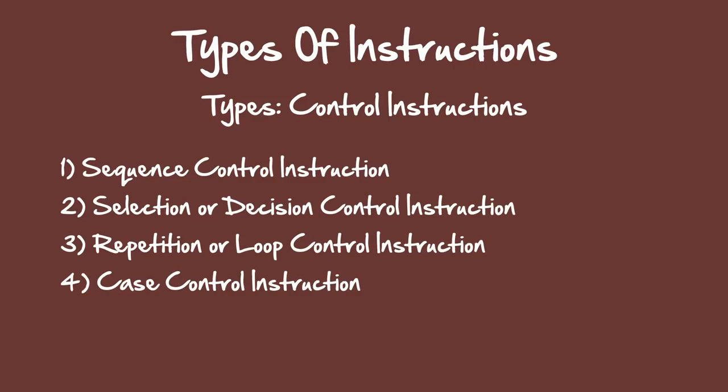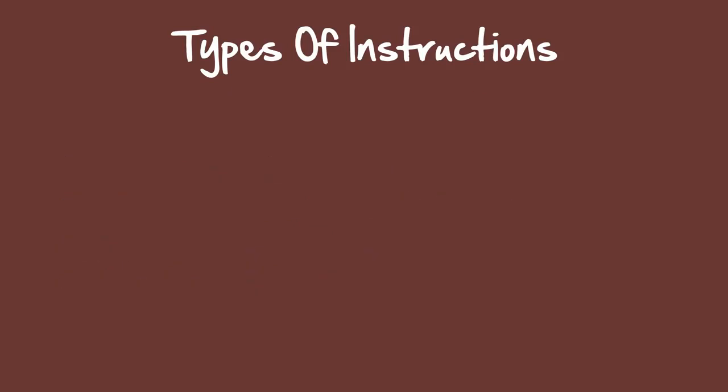The sequence control instruction ensures that the instructions are executed in the same order in which they appear in the program. Decision or case control instructions allow the computer to take a decision as to which instruction to be executed next. The loop control instruction helps the computer to execute a group of statements repeatedly. In the following chapters, we are going to learn these instructions in detail.